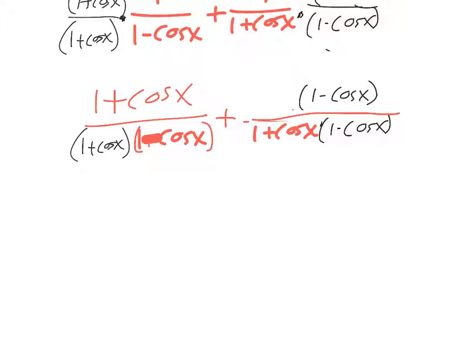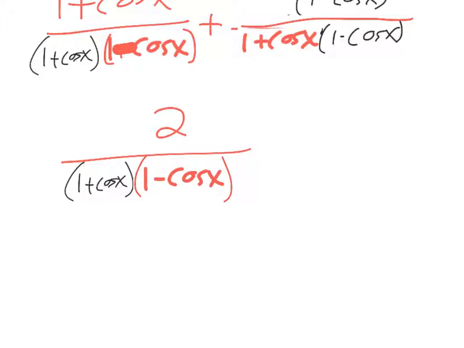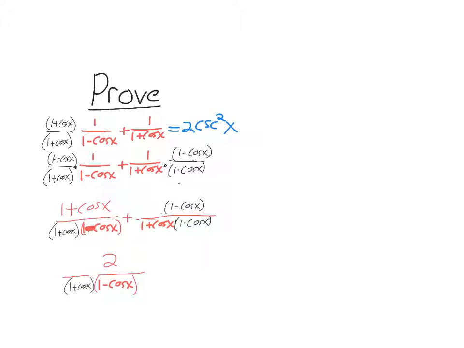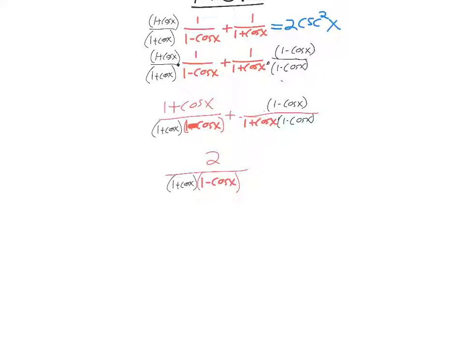But yeah, now that we've got common denominators, now we can add straight across the numerators. So we're going to take this and add this to it. 1 plus 1 is going to give us 2. We get cosine of x plus a negative cosine of x. That's going to cancel out. So we got 2 up top. So we still don't have what we were seeking to prove. We don't have 2 cosecant squared x.